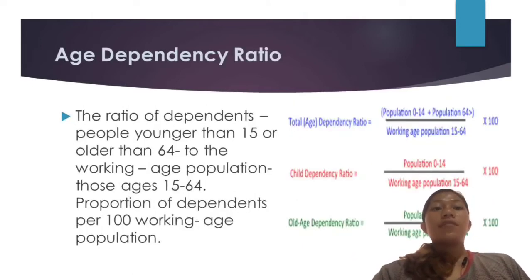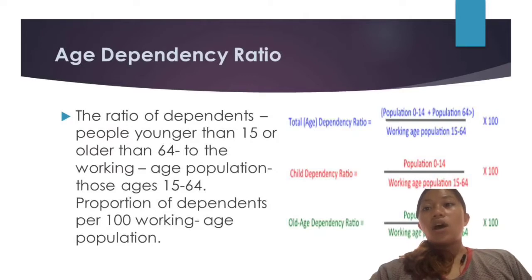Age dependency ratio. This is the ratio of dependent people, younger than 15 or older than 64, to the working age population, which is age 15 to 64. It is the proportion of dependents per 100 working age population. It is a measure of the number of dependents aged 0 to 14 and over the age of 65 compared to the total population aged 15 to 64.